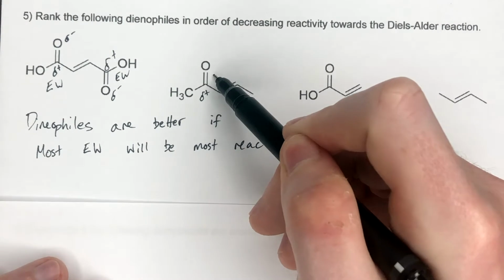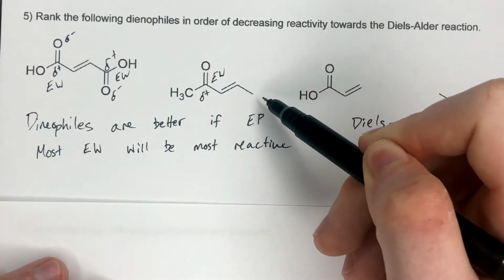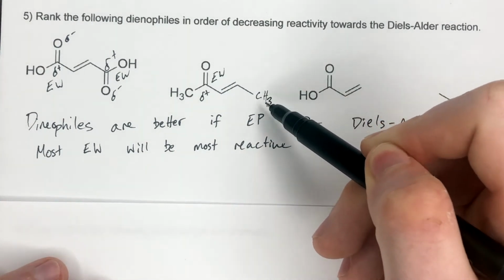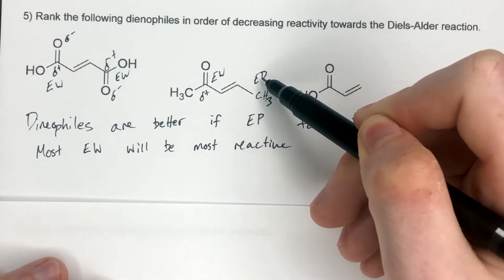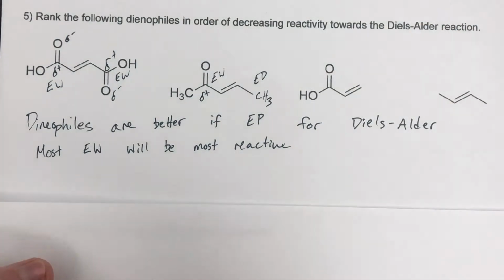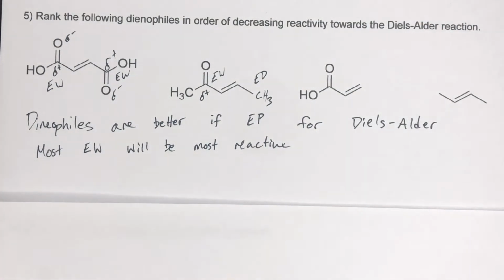So this is also electron withdrawing. But now what about the other side? The other side, we have a methyl group. So this is electron donating through hyperconjugation. The same phenomenon that stabilizes carbocations is present here, stabilizing the dienophile and making it more electron rich, which is not favored if you want a successful Diels-Alder. So this is probably not our answer, this second molecule here.